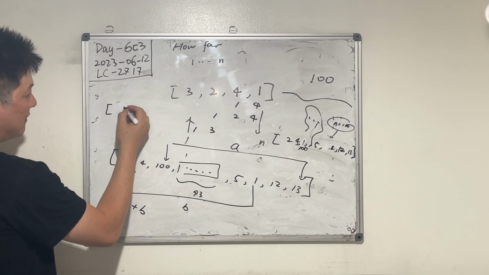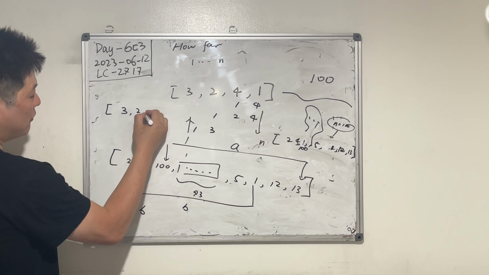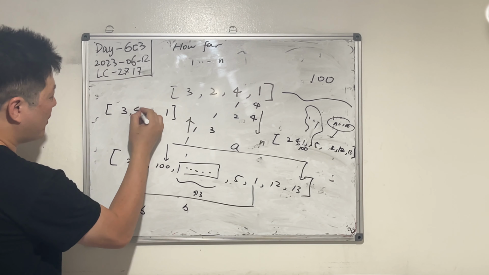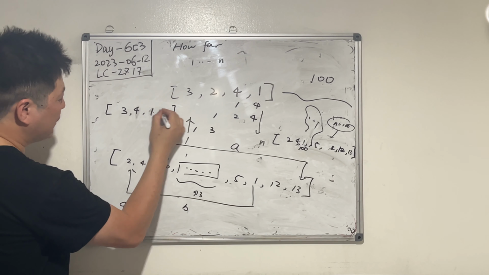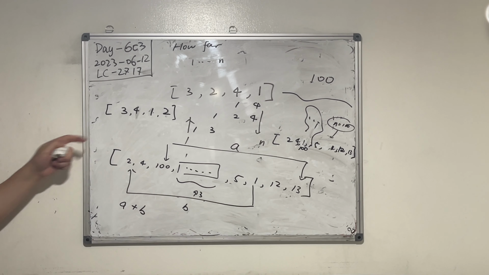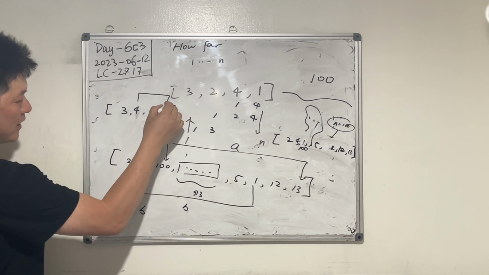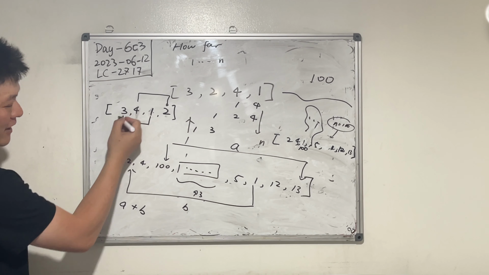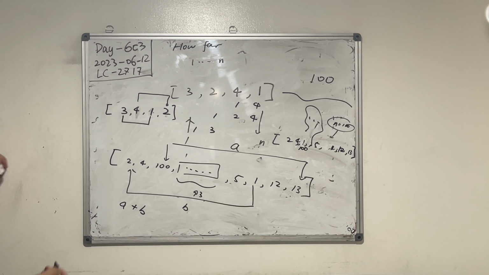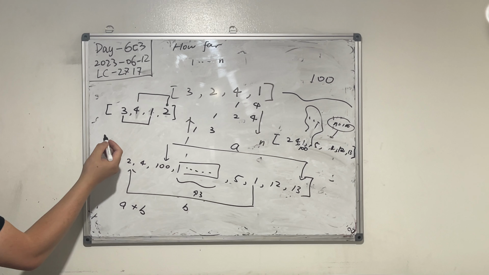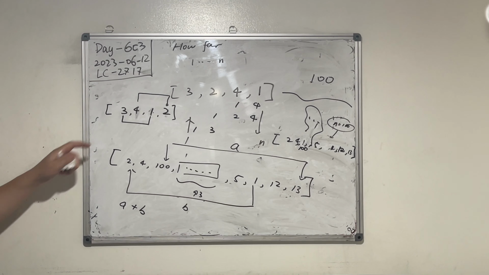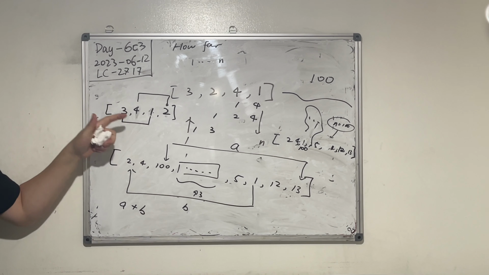I'm just guessing. Let's consider this example: 3, 4, 1, 2. We want to get the 4 to the end, 2 swaps. We want to get the 1 to the first place, 2 swaps. So the answer is how many swaps? 4. Why is it 4? How do you get the 4? Come on, I want you to figure out what the problem is here.